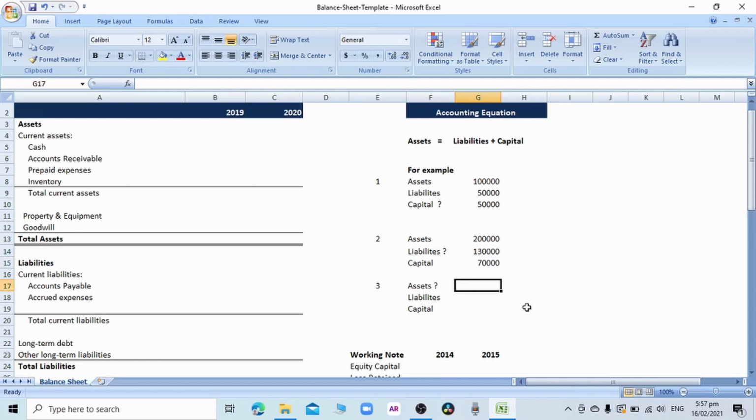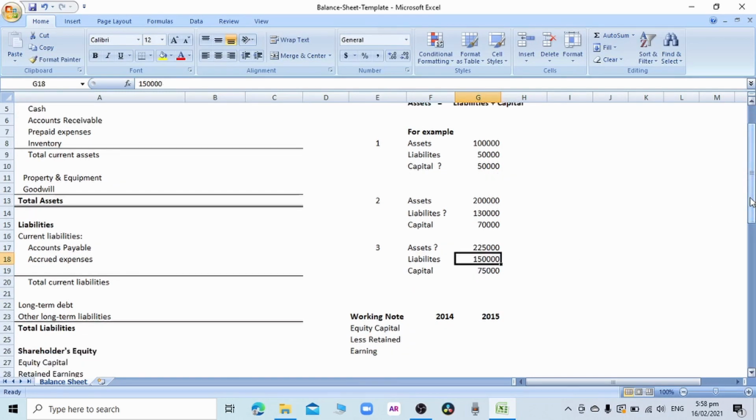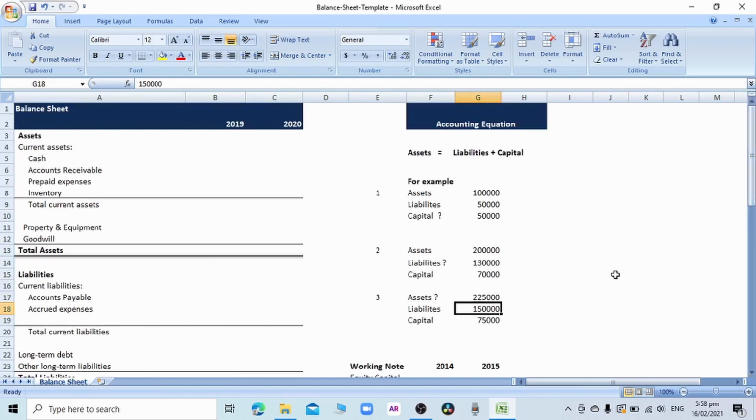The next scenario is you have to find the asset, how much asset you have. So if you have a liability of 150,000 and your capital is 75,000, what will be your asset? It is equal to liability, oh sorry, it is equal to liability plus capital. You will get your asset as $225,000, any currency you can have. Okay, so now you get pretty much an idea about what is asset, liability, and capital, and how you calculate it. What is the equation?